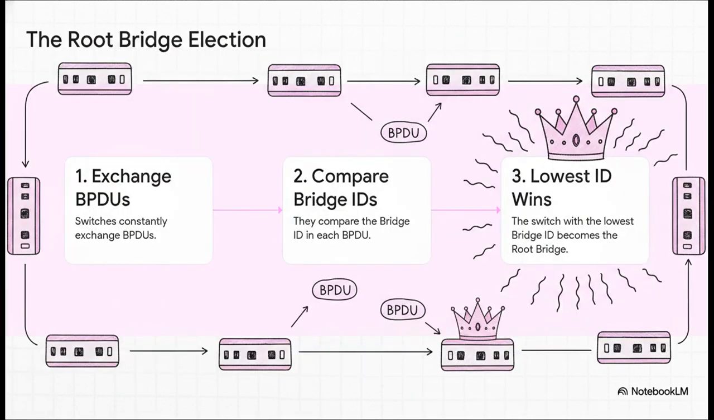What happens next is basically an election. All the switches send out their BPDUs, the resumes. They all look at each other's bridge IDs, and in a sort of backwards election, the switch with the lowest ID number wins. That winner gets crowned the root bridge. It becomes the North Star, the single point of reference that the entire loop-free network is built around.